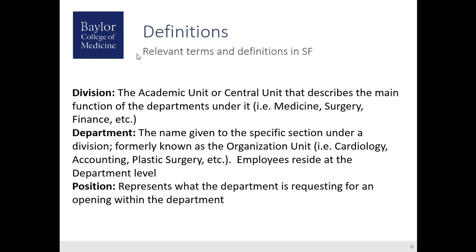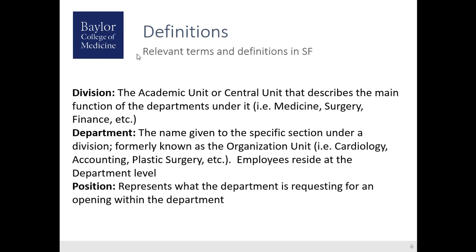In August of 2019, Baylor transitioned to SuccessFactors, so we wanted to go over some common definitions, some of them different than what were used previously at Baylor. So one of them is division versus department. Division is the academic unit or central unit that describes the main function of the department. And department is the name given to the specific section under a division, formerly known as the organization unit. Usually employees reside at the department level.